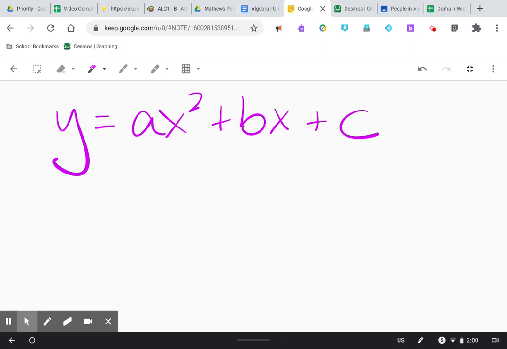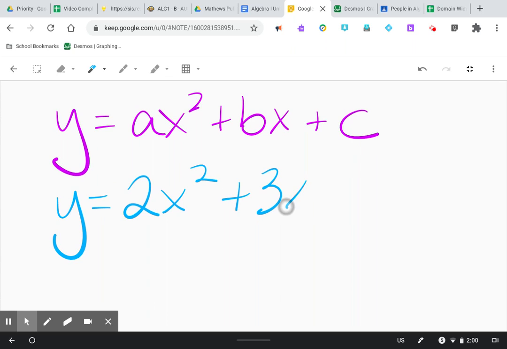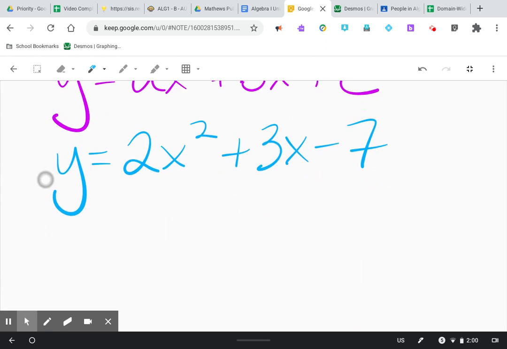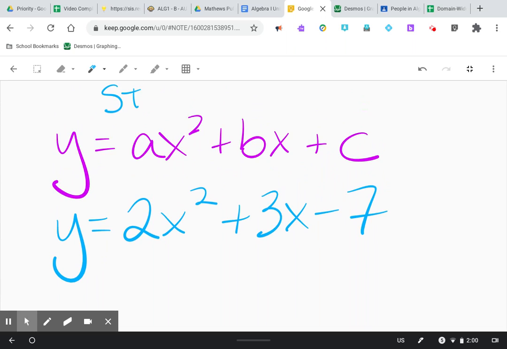So standard form of quadratic functions looks like this. Or with numbers, it would look something like this, just as an example. And so that's what we call standard form. You just have the coefficients a, b, and c, and they go in the equation like you see there.